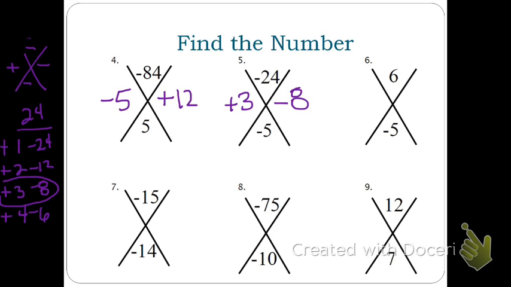For problem number 5, you had a negative number on the bottom and a negative number on the top. That means you need opposite signs, but the bigger sign had to be negative. Factors of 24 are 1 and 24, 2 and 12, 3 and 8, and 4 and 6. But our smaller numbers need to be positive, our bigger numbers need to be negative, and the only one that adds up to negative 5 is positive 3 and negative 8.